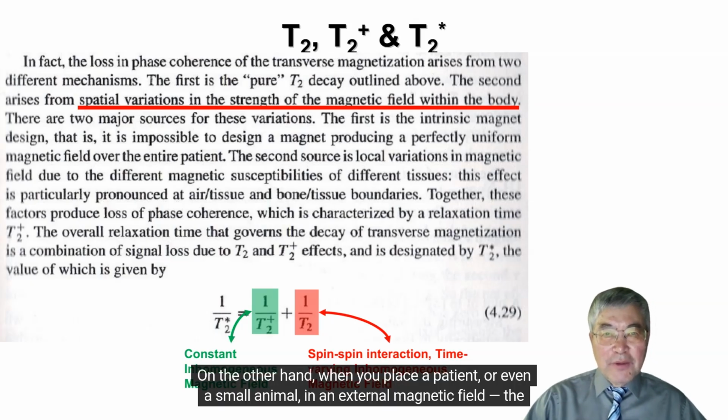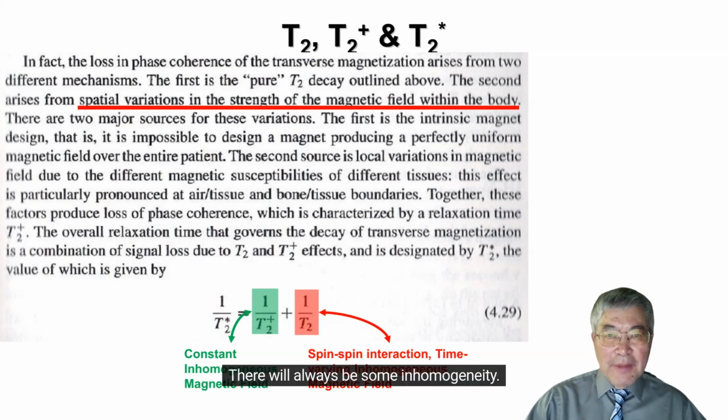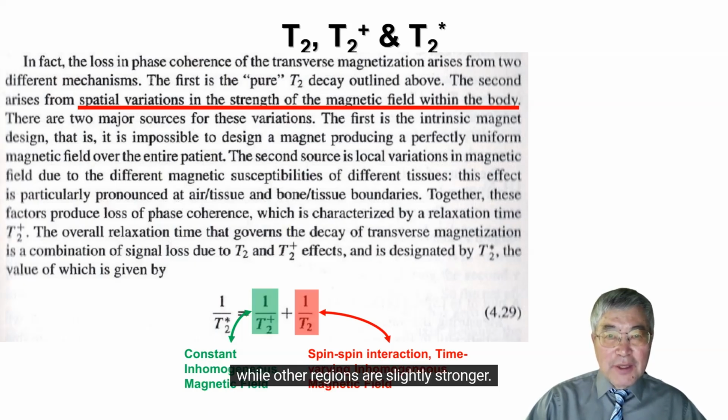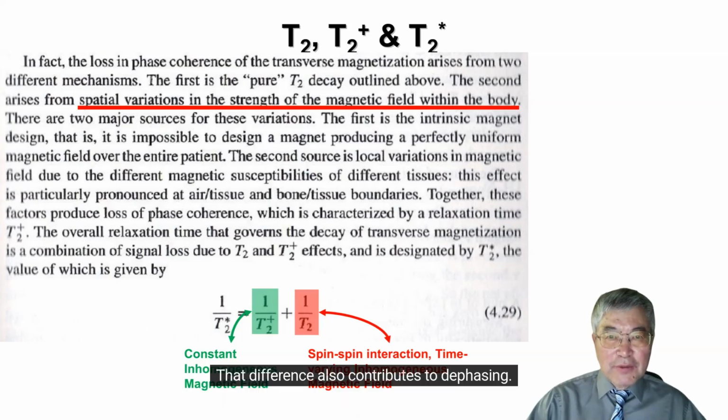On the other hand, when you place a patient or even a small animal in an external magnetic field, the B0 field, we usually describe that field as uniform. But in reality, the B0 field is never perfectly homogeneous. There will always be some inhomogeneity. This inhomogeneity is fixed. When you set up the B0 field, some regions are slightly weaker, while other regions are slightly stronger. So, in one location, the spins precess a little slower, and in another location, they precess a little faster. That difference also contributes to dephasing.